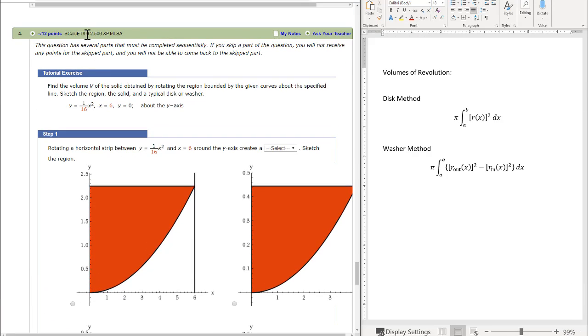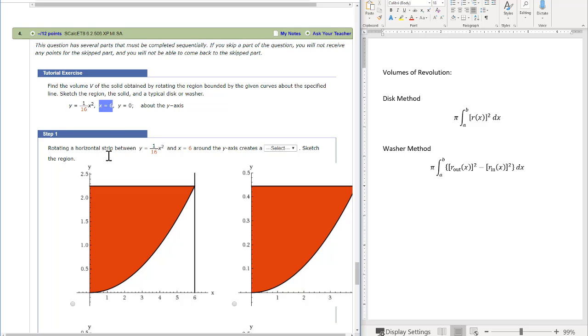Let's do this problem from your lab assignment, section 6.2, problem number 4. Find the volume of the solid obtained by rotating the region bounded by the given curves about the specified line. Sketch the region, the solid, and a typical disk or washer. So we have the equation y is equal to 1/16 x squared. That looks like it's going to be a right side up parabola, vertex at 0, 0.